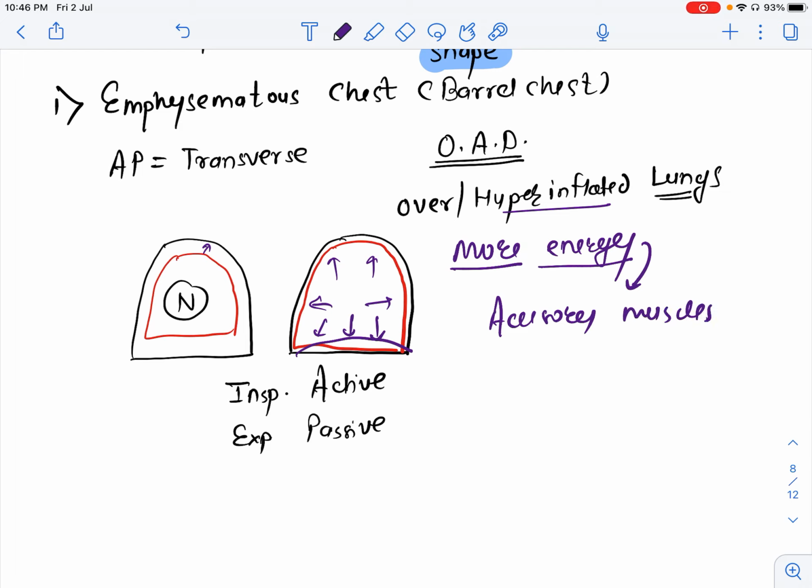So along with the barrel chest, why do we call it a barrel? It's like a barrel, the barrel of oil that we know.